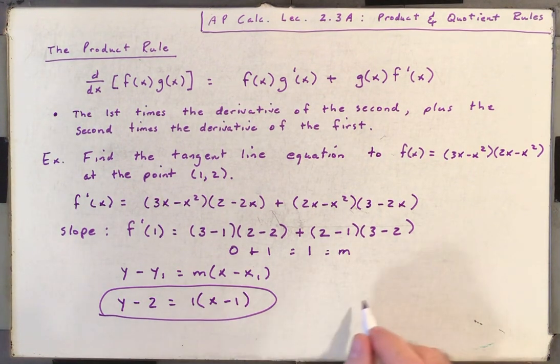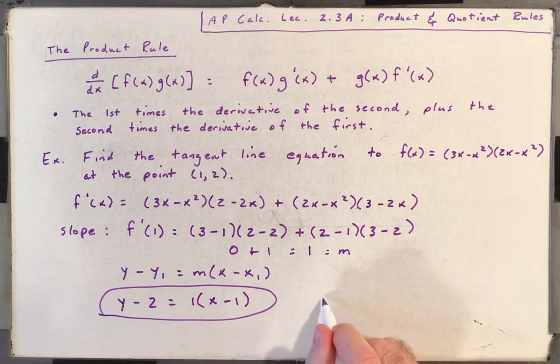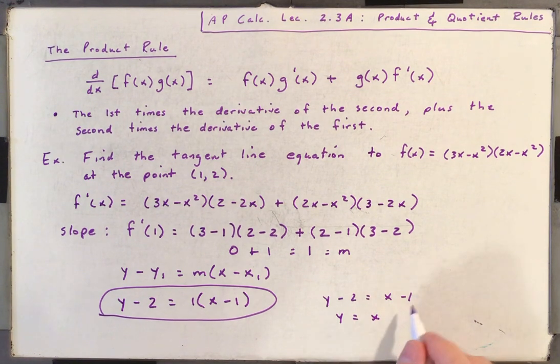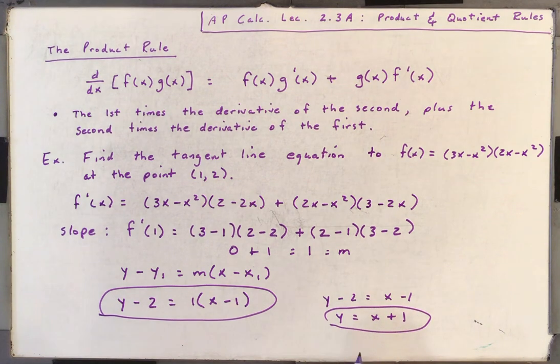The book will probably do slope-intercept form, so that would be, just doing that real quick, y minus 2 is equal to x minus 1. So y is equal to x, and add 2 to both sides, plus 1. So that's probably what the book would do, but you don't have to do that for me.